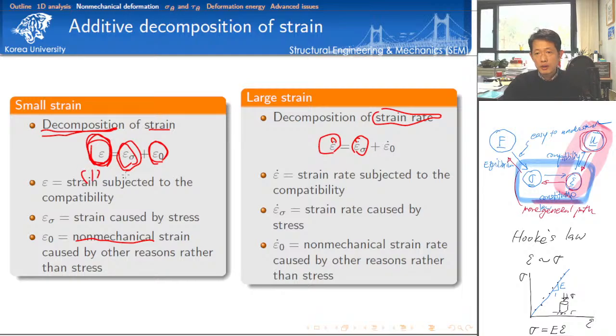1, 2, and 3. So answer my question in the chatting window.